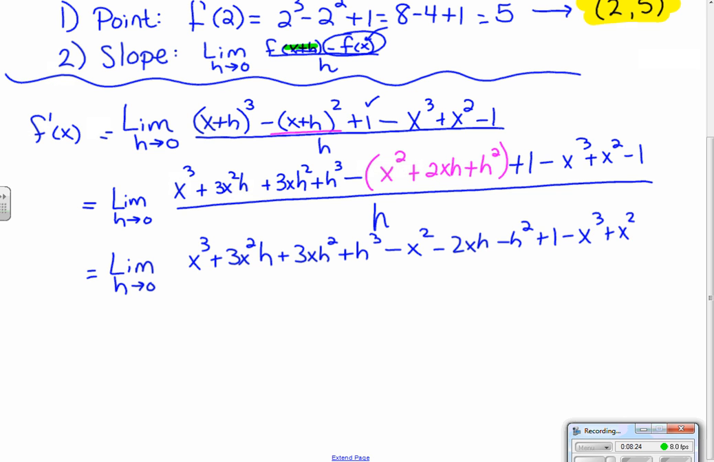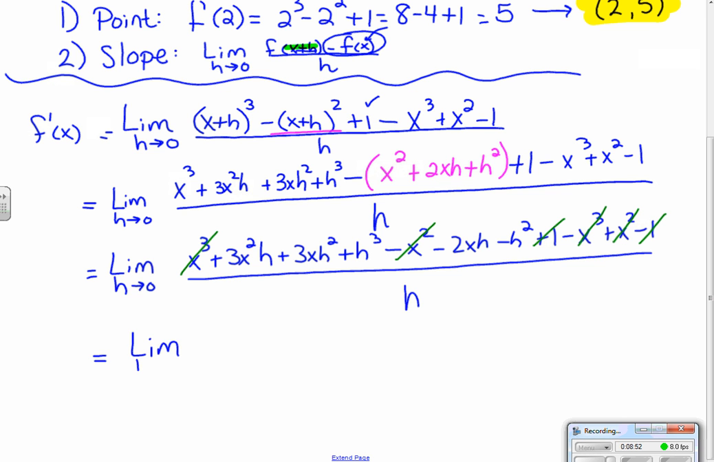And that is all I'm accomplishing with this particular line, because now I have nice clean work that I can look for things that add together. And I have a positive x cubed with a negative x cubed, a negative x squared with a positive x squared, a positive 1 with a negative 1. Let's summarize what we have remaining.